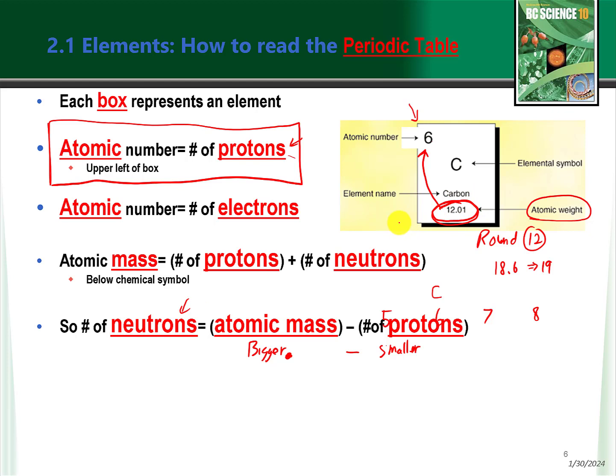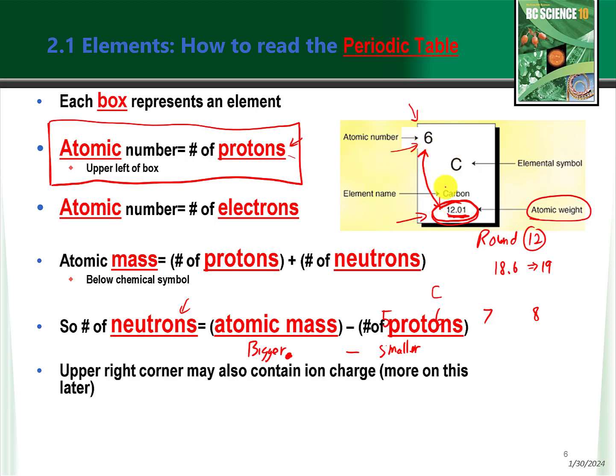Why? Again, let's just see if you understand it. This is neutrons and protons together, and this is just protons. So the difference between them is the number of neutrons. And occasionally, and most often with the periodic table, up in the top corner is going to be what they call the ionic charge. And we need to know that as well.